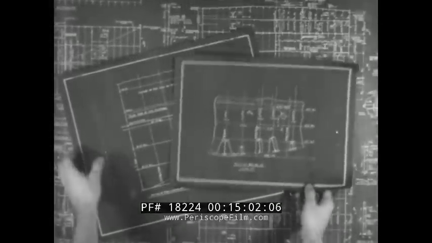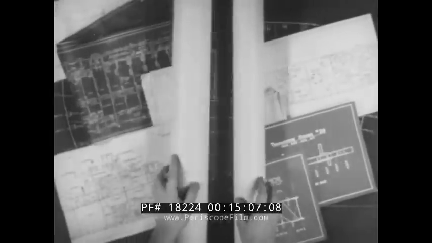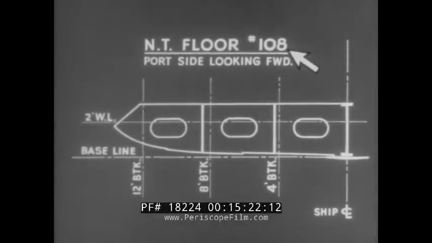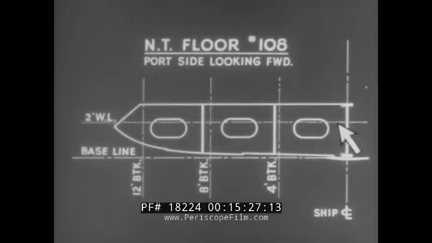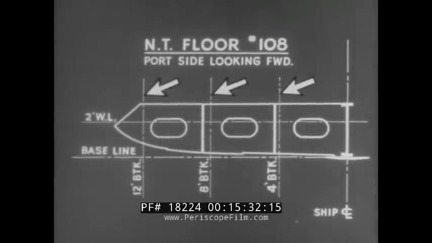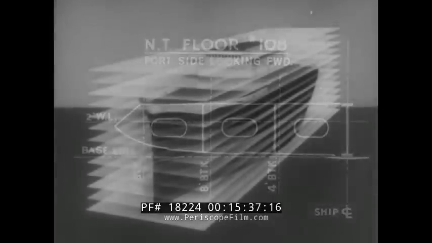On drawings and blueprints, positions on a ship are indicated by lines, abbreviations, symbols, and notes. This blueprint identifies a certain floor. To locate its exact position in a ship, we must refer to the frame line, indicated by this number, the waterline, and buttock lines. In reading this blueprint, it must be remembered that all these lines should be considered as planes.